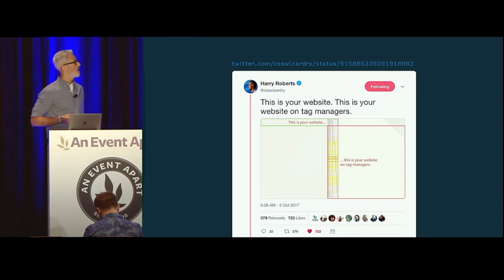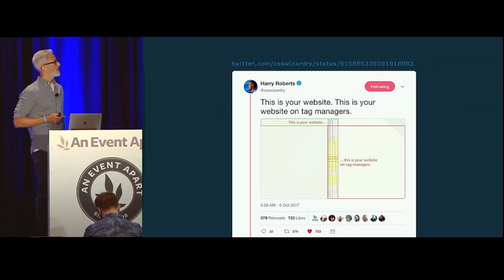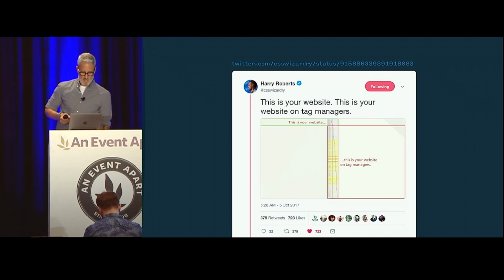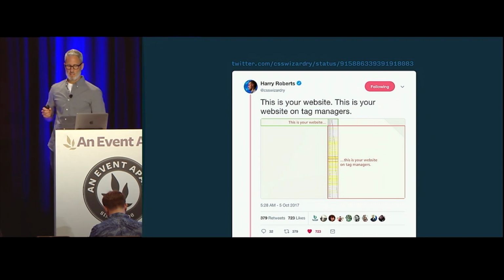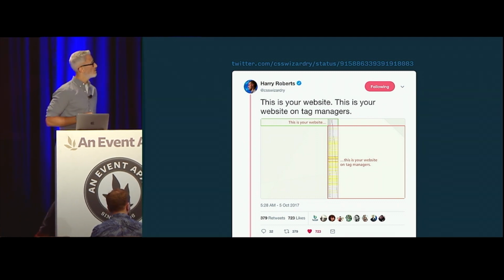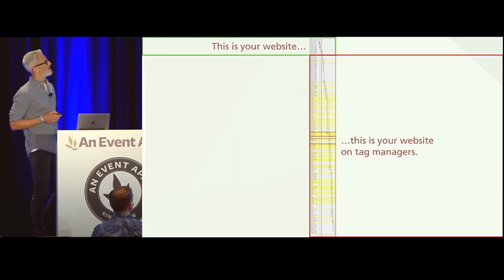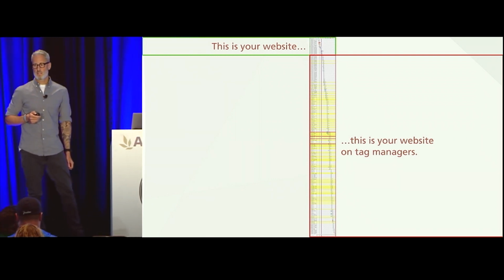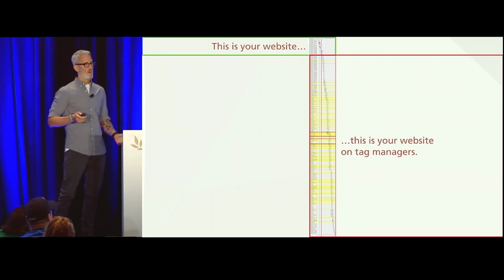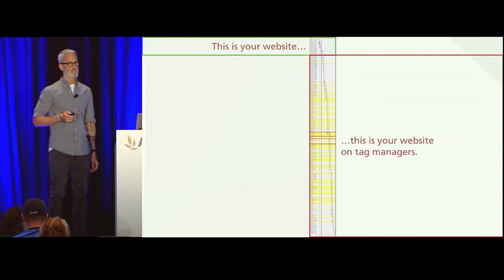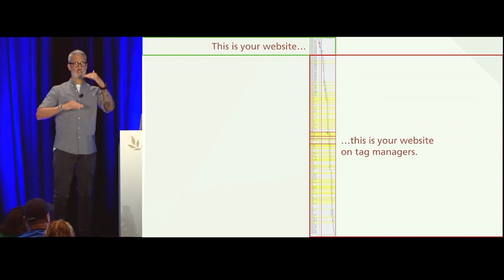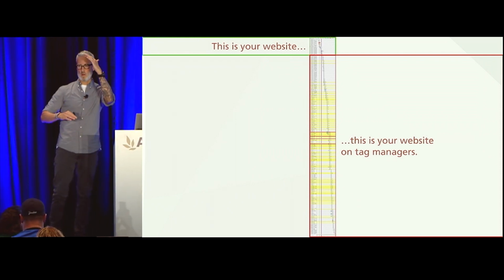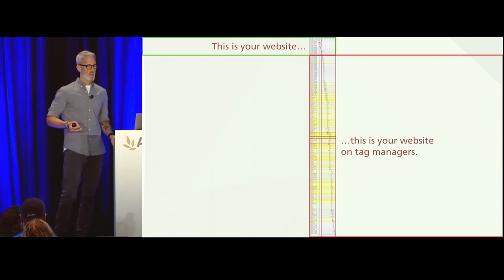I see this as a common problem, exemplified brilliantly by a Harry Roberts tweet that says, this is your website, and then this is your website on tag managers. If you zoom in just a little bit, even though the graphic is huge, what I take that to mean is the green box at the top are first party requests to the site he's visiting, and the rest, 90% of the requests in the network request panel, are third parties.